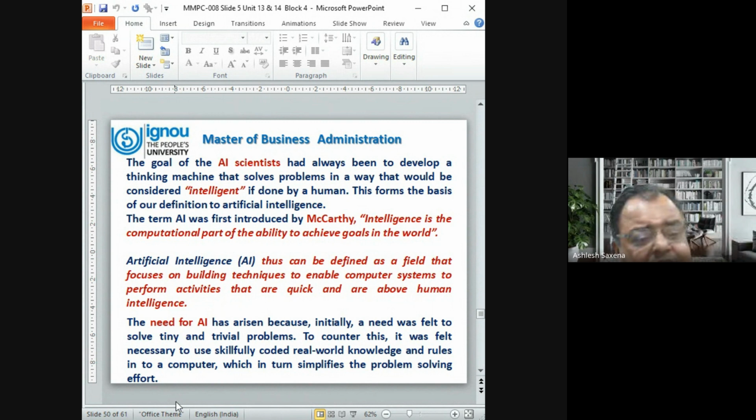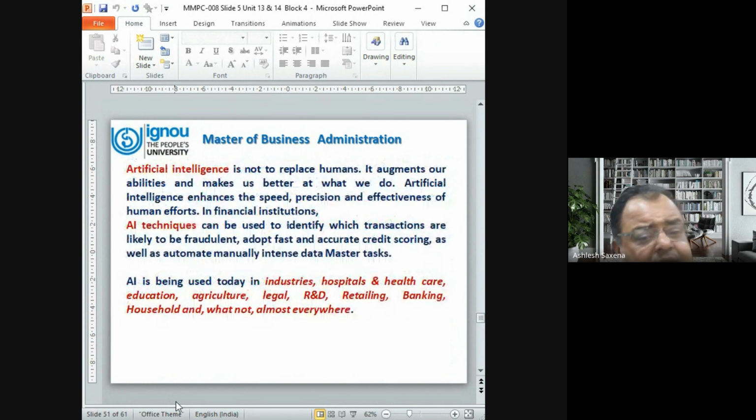The need for artificial intelligence has arisen because initially a need was felt to solve tiny and trivial problems. To counter this, it was felt necessary to put skillfully coded real world knowledge and rules into a computer, which in turn simplifies the problem solving efforts. Artificial intelligence is not to replace human beings. No, nothing. It augments our abilities and makes us better at what we do.